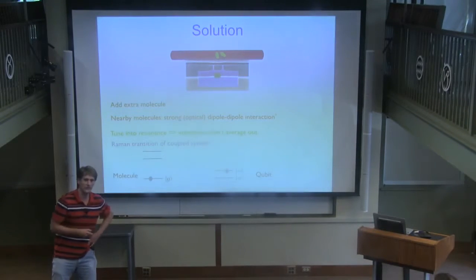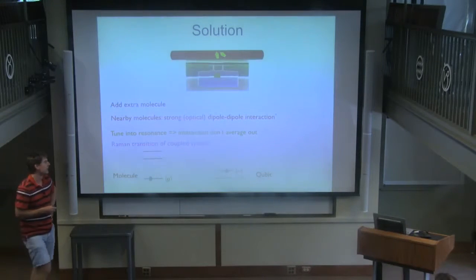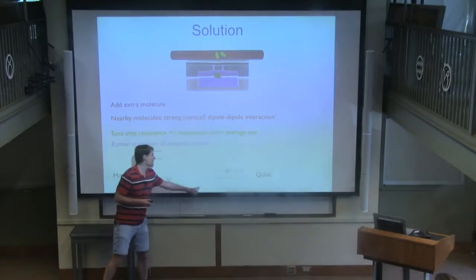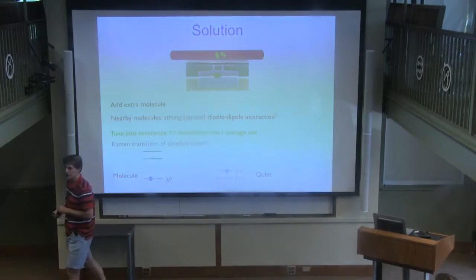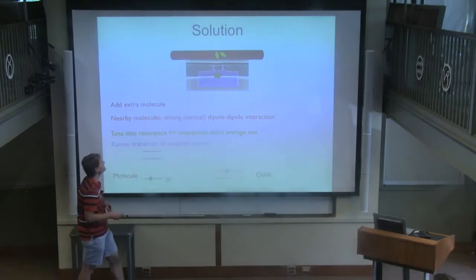So now what you can do is make one of these Raman transitions where it's not the ground state of the atom, but it is the ground state of the qubit acting as the degenerate ground state.